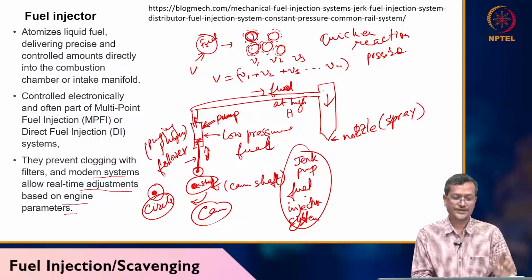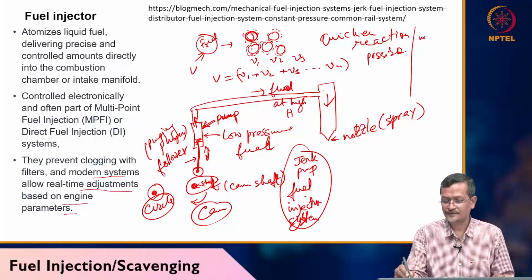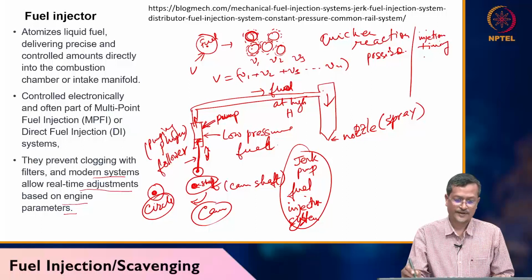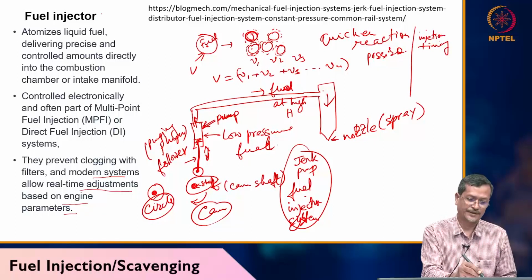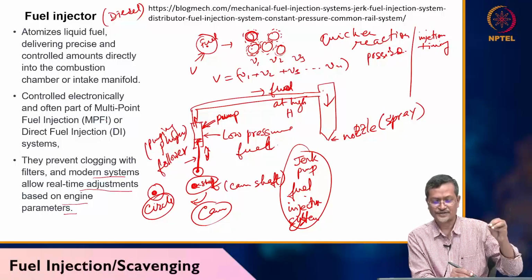So basically this injector system will be controlling injection timing. Normally it will be used in this diesel engine. In a two-stroke spark ignition engine, you have seen there will be a carburetor mixing the fuel, and it will be injecting inside the cylinder.